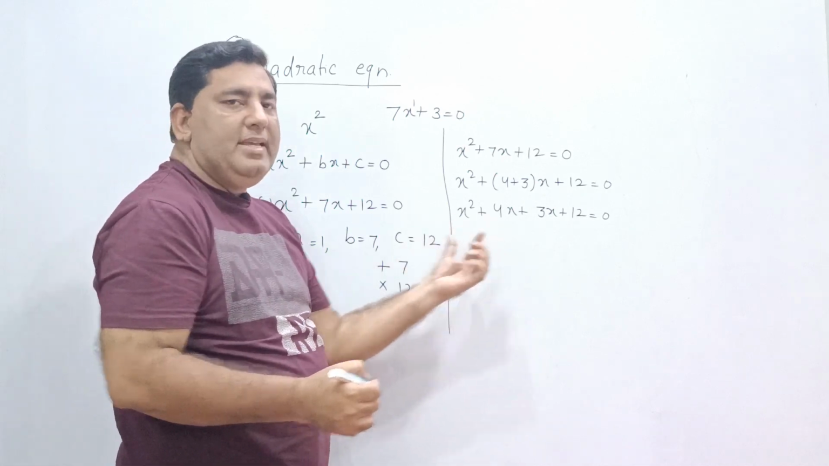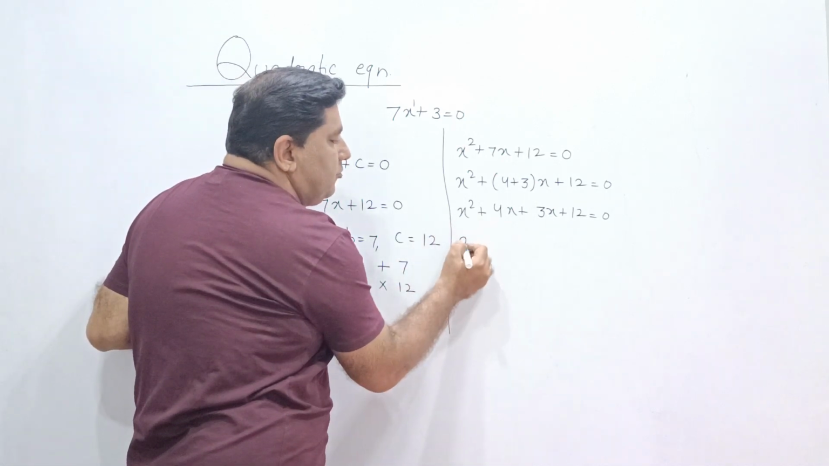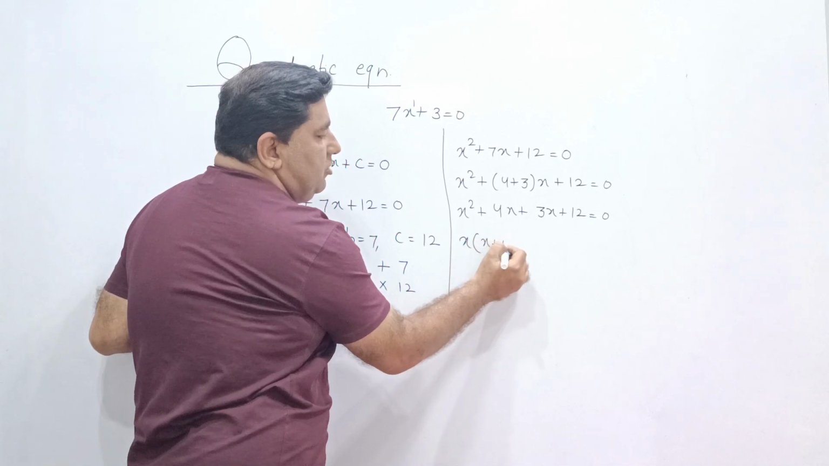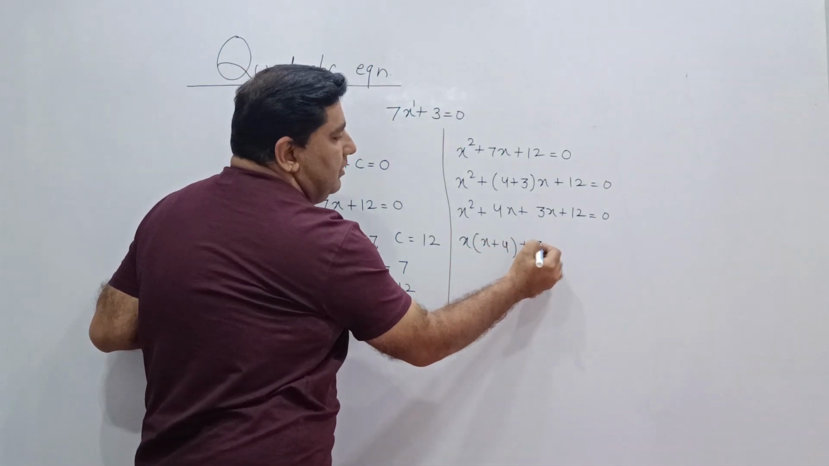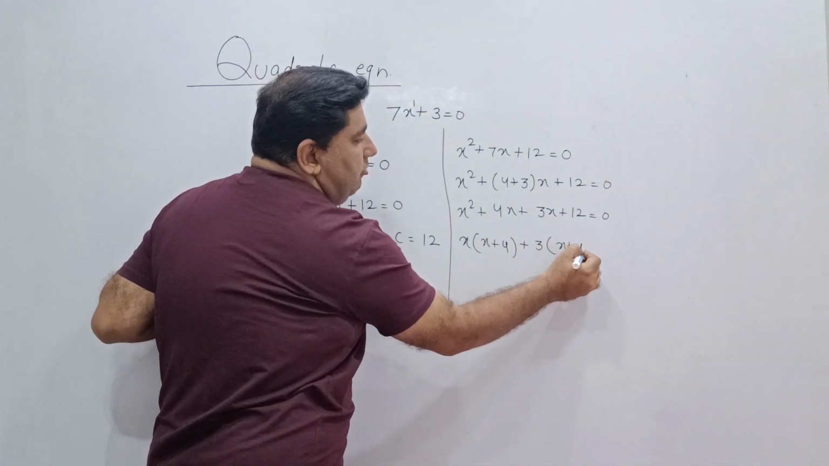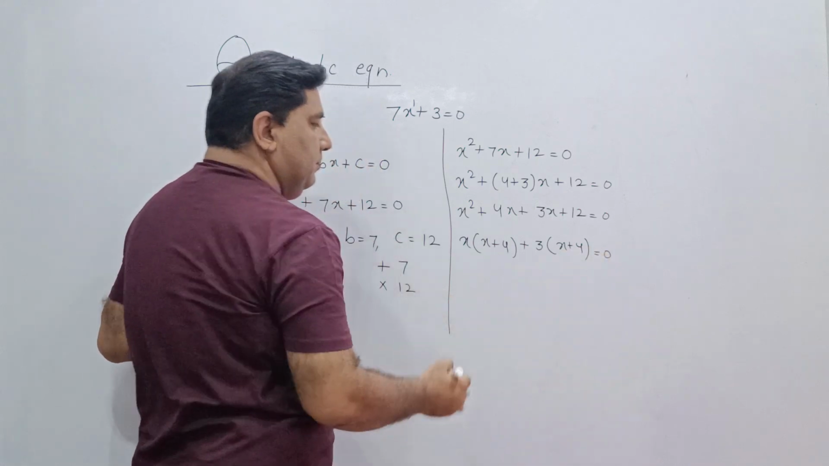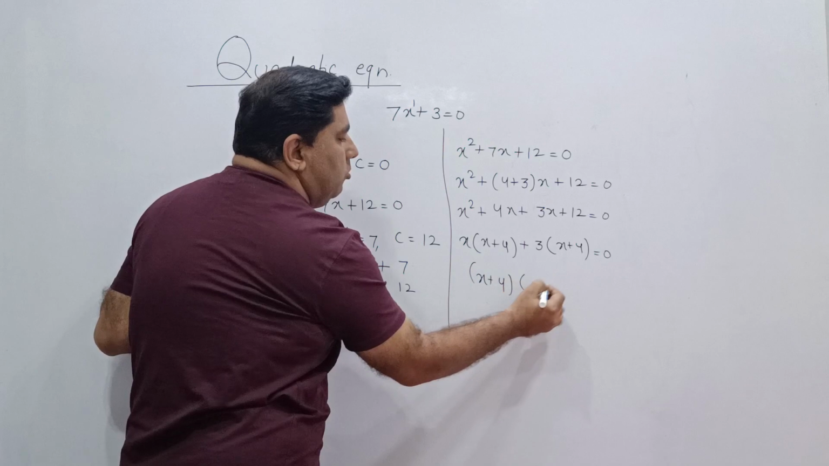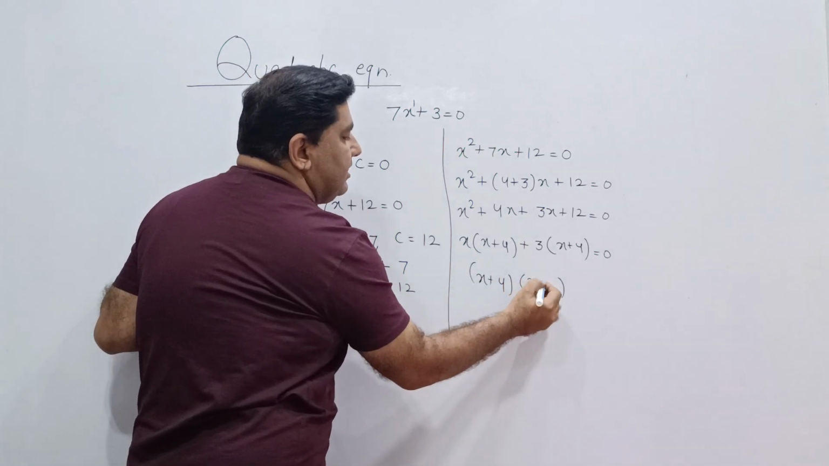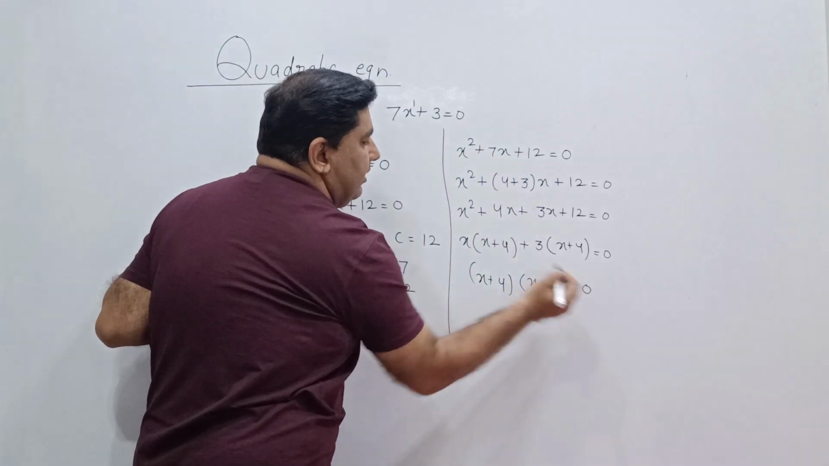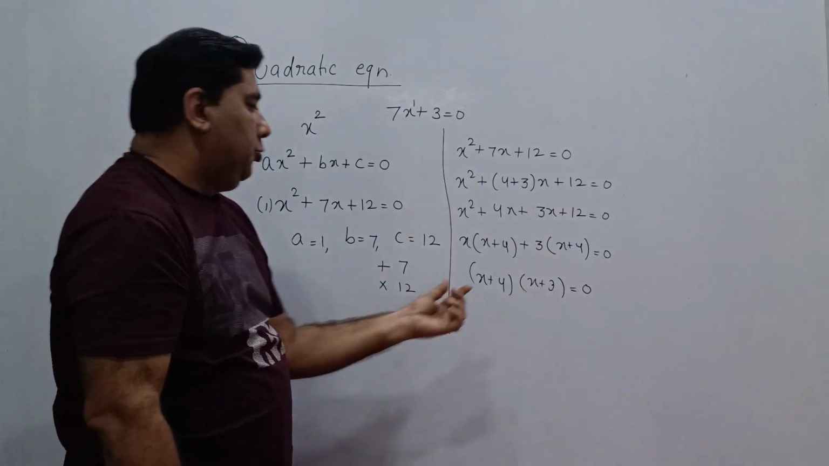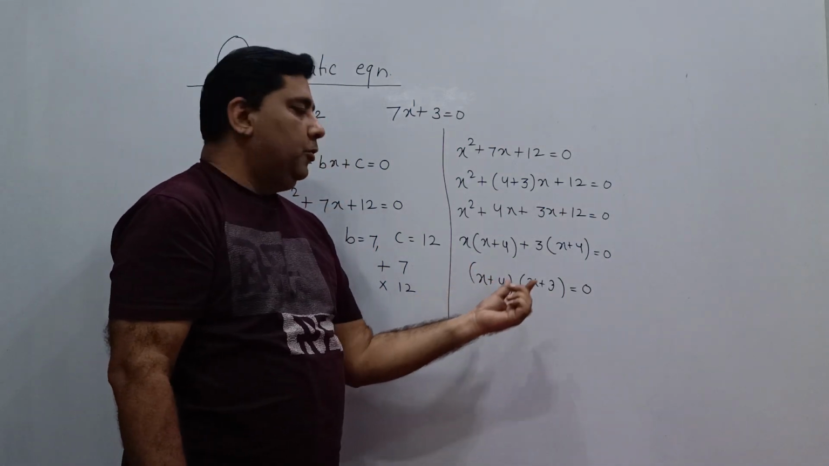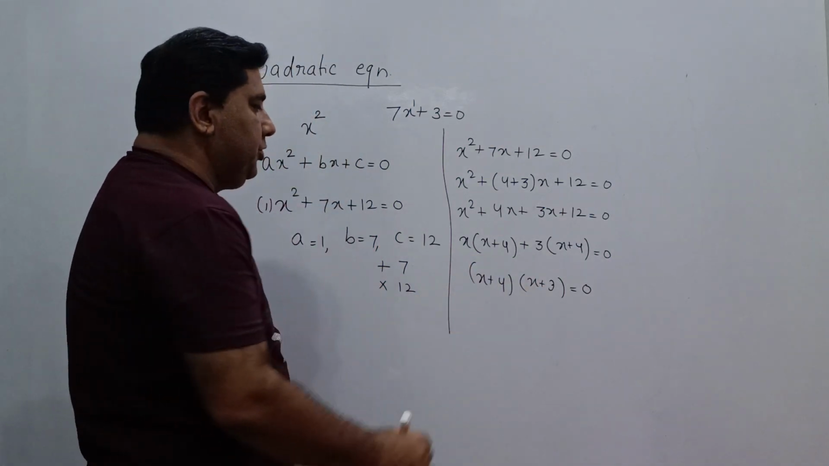Now by making pairs we can take common x from these two. It will be x plus 4. Taking 3 common we get x plus 4. If you get one bracket common, x plus 4, take it out, and x plus 3 in the second bracket. Now you put x plus 4 equals to 0 and x plus 3 equals to 0.